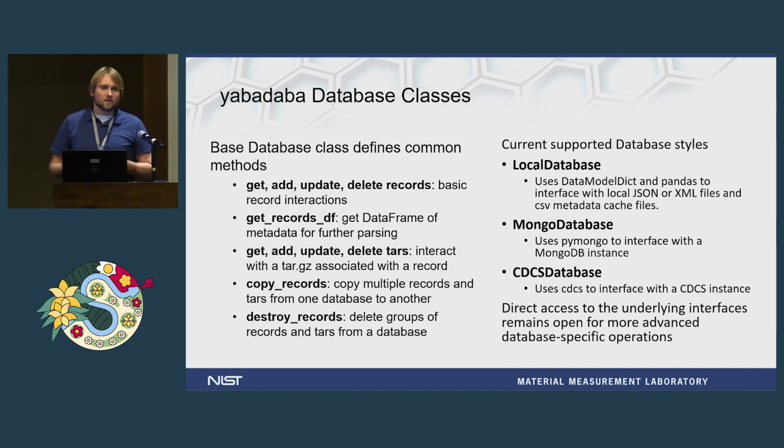Then you have the subclasses of that, which handle how you do those specific functions for different types of infrastructure. The local database uses the data model dict and pandas to interface with local folders of JSON and XML files and CSV metadata cache files. Mongo uses PyMongo to interface with MongoDB, and the CDCS uses the CDCS package. You don't have to use the generic ones, because you can always access the underlying interfaces, but if you use the generic common methods, then it does not matter to the end user what infrastructure your data is actually stored in.